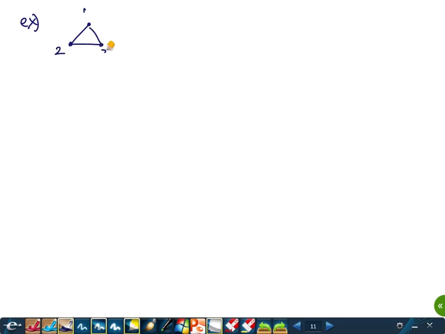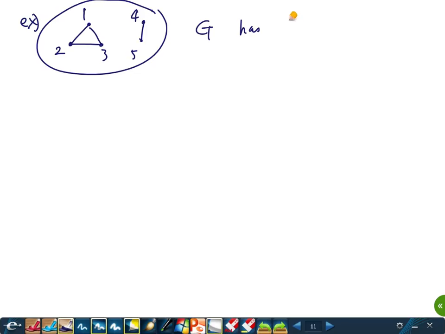1, 2, 3, 4, 5. Suppose we have graph G like this. G is here. Then G is not connected, because you cannot go from 1 to 4. But it has two pieces that are connected. Like G has two pieces of connected graphs, connected subgraphs.